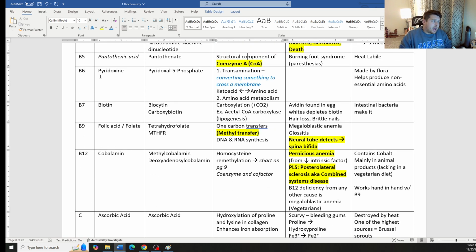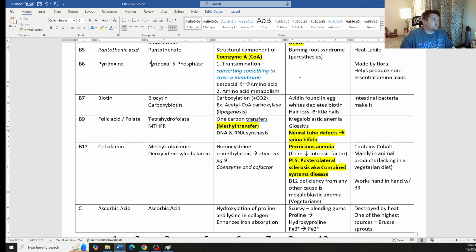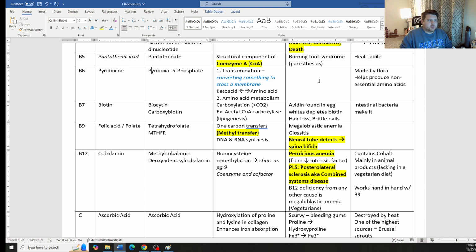B6, known as pyridoxine, its active form is pyridoxal 5-phosphate. It does transamination, as well as amino acid metabolism. Not a lot more to be said about B6. Not asked super commonly either.